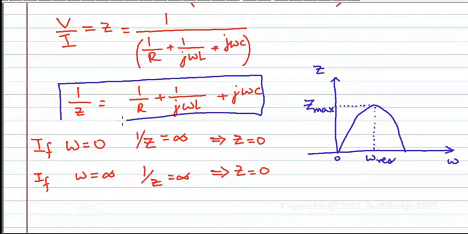1 by Z is this one. From this we can write all this. Z max occurs at this. Okay, for our point, what is resonance?